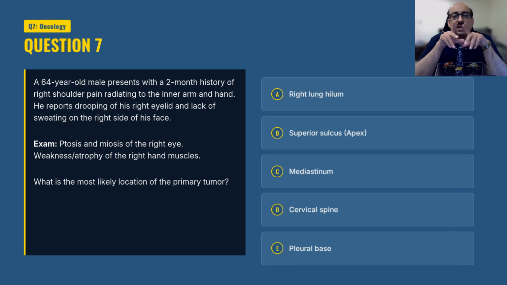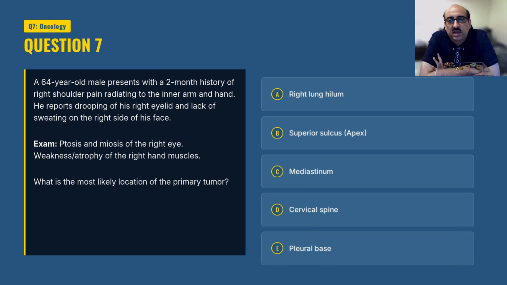So this is a 2-part question. First you have to think of the diagnosis, then you think about the question stem. The stem is about the location of the tumor on the right side. A, is it the right lung hilum? B, is it the superior sulcus, which is the right apex of the lung? C, is it the right mediastinum? D, is it the cervical spine, or E, is it the pleural base? There is a 90-second timer, including the next slide. You can pause, think, and then we'll come to the diagnosis and discussion.